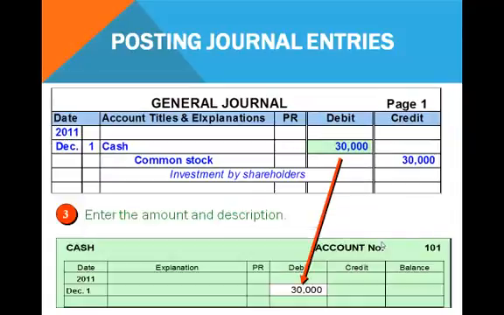Then we place a description into the description column, the explanation column, and place the debit amount of $30,000 in the debit column of the cash general ledger account. So we'd write a little explanation here, investment by shareholders, and we place the amount, $30,000, in the debit column.